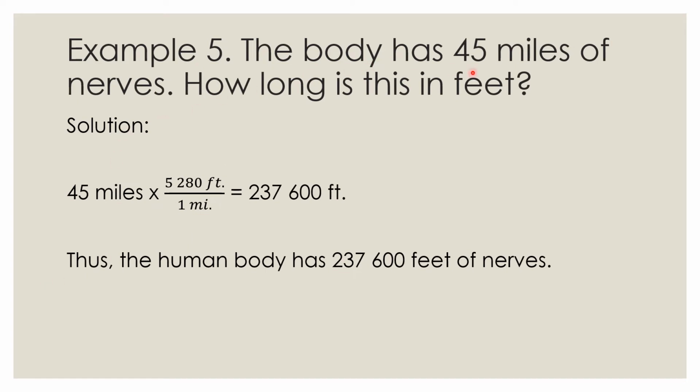Example number 5. In example number 5, the body has 45 miles of nerves. How long is this in feet? Okay, haba, no? Ang dami nating nerves sa katawan. So, 45 miles times 5,280 feet per mile. So, what are we going to do? Just cancel the miles, and then multiply 45 and 5,280. This is your product: 237,600 feet. Okay, thus the human body has 237,600 feet of nerves. So, ganun kahaba ang ating mga nerve sa katawan.